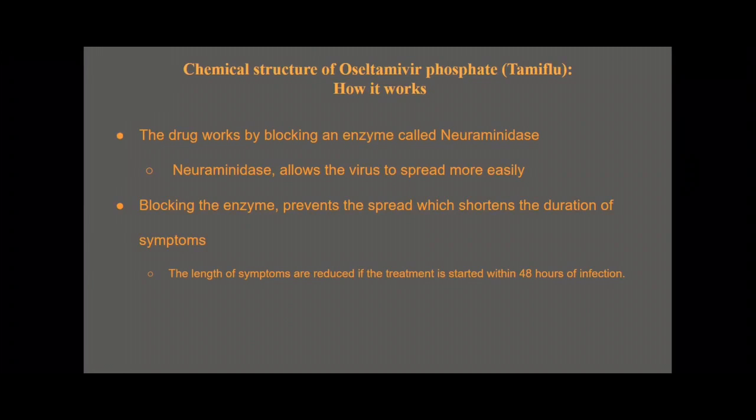Oseltamivir works by blocking an enzyme called neuraminidase. This enzyme allows the virus to spread more easily by splitting sialic acid residues on new virions. Oseltamivir blocks the enzyme's ability to split sialic acid residues on the infected cells. This then stops the release of virions from cells that have been previously infected. Blocking the enzyme prevents the spread, which in turn shortens the duration of symptoms, and the length of symptoms is reduced if the treatment started within 48 hours of infection.